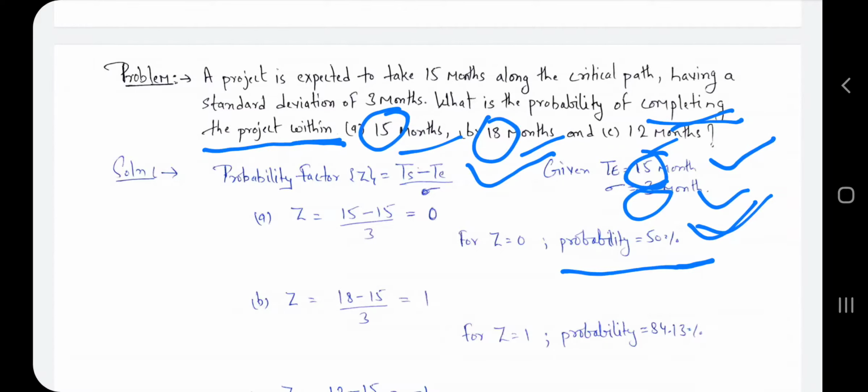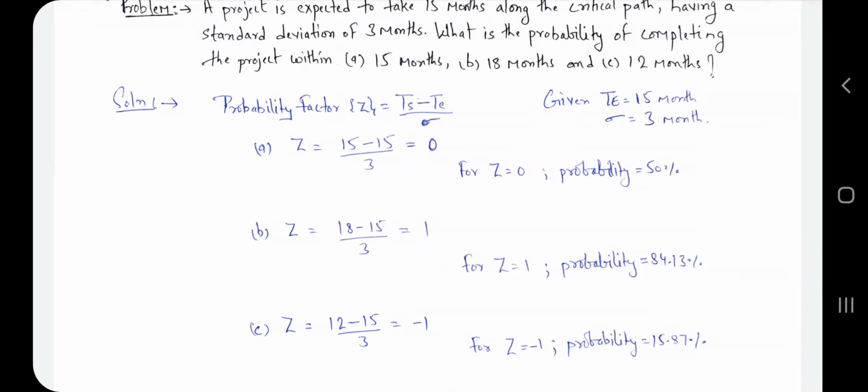For z equal to 1, the probability is 84.13%. So you have to remember the table. If you remember the table, you easily get the values of probability for the z value. And the third one is 12. Here we get minus 1, and for minus 1 we get the probability 15.87%. So this is one way you find the probability factor, and with its help you find the probability which is given in the table for a particular z value.